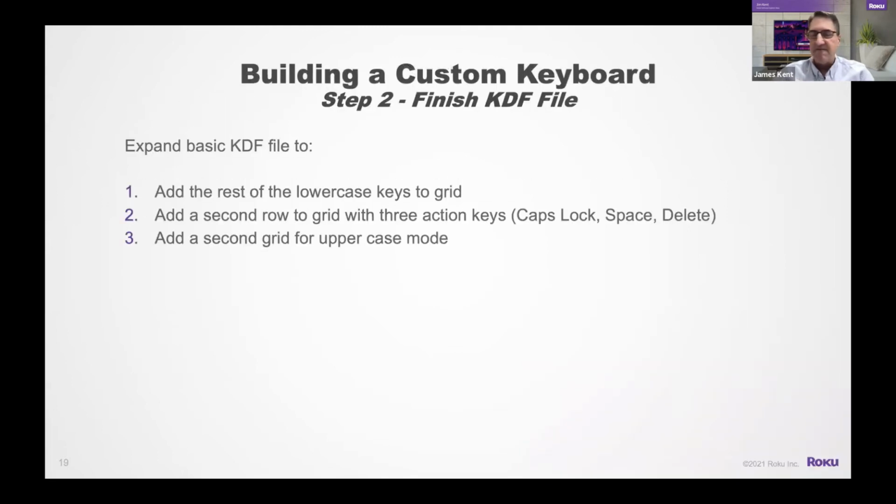Our next step is to finish the KDF file. To do that, we need to add the rest of the lowercase keys to the grid. In this case, it's pretty trivial. I just need to take each of those keys, A, B, C, and add 23 more of them so that I'll have keys from A to Z. I want to add a second row of keys that has the 3 action keys: caps lock, space, and delete. So my grid will have the long row of 26 keys and 3 keys below it. Then I'm going to add a second grid that supports uppercase characters. I'll take the first grid, copy it, and make some simple edits to have it enter capital A, B through Z.